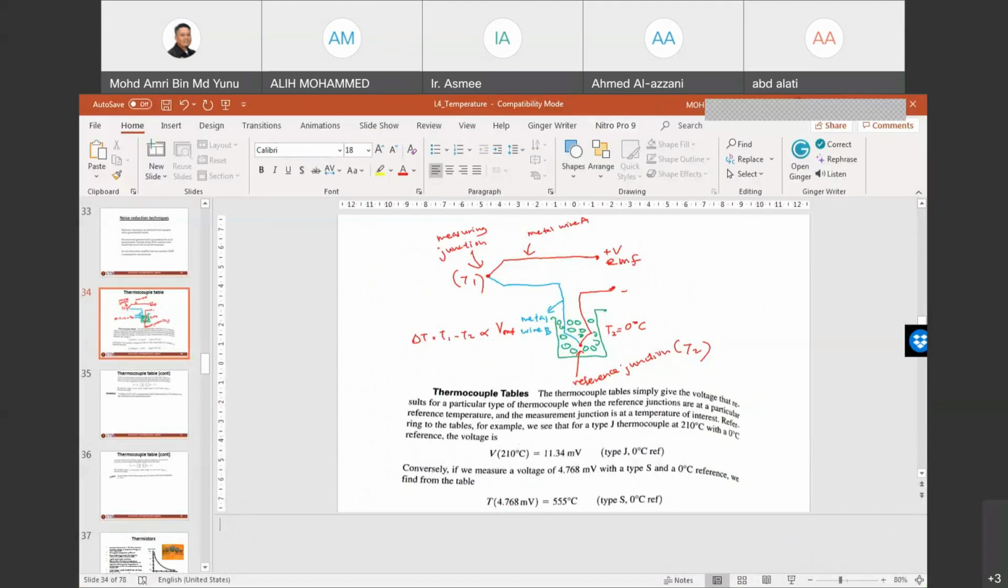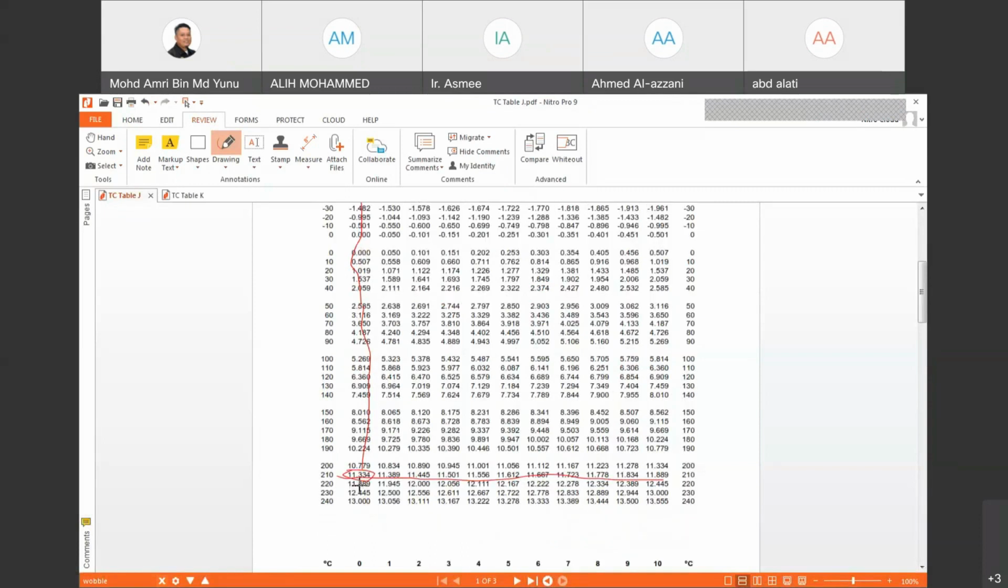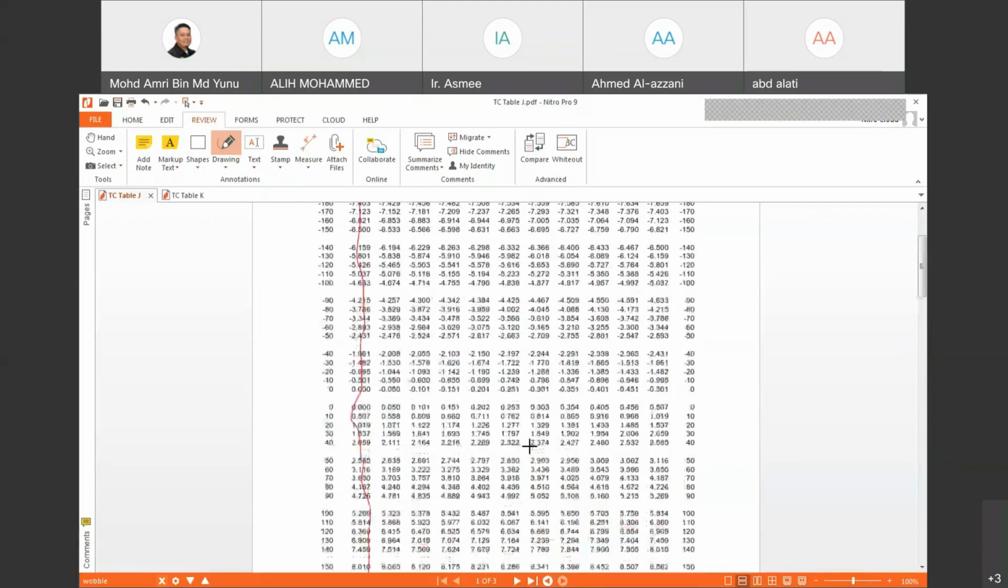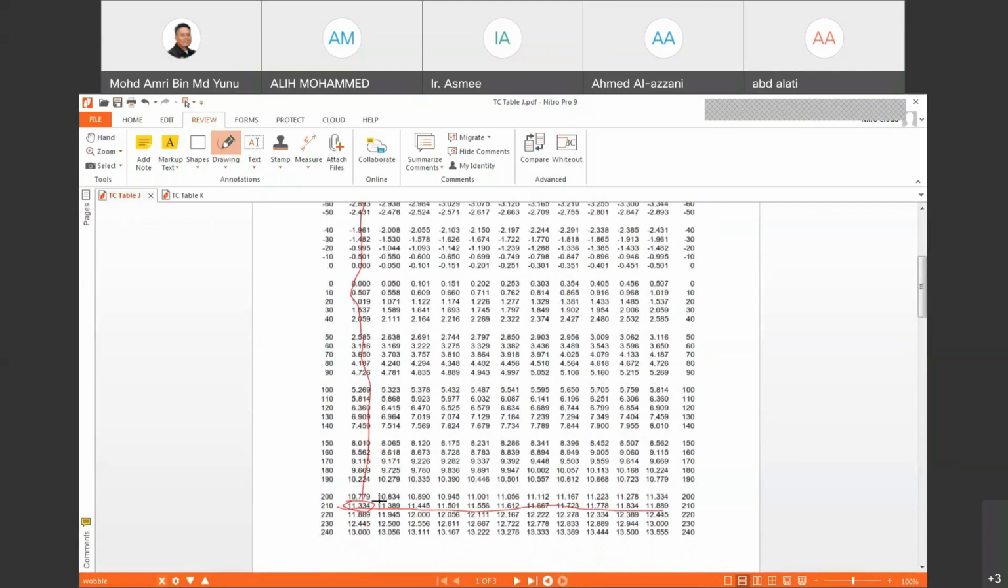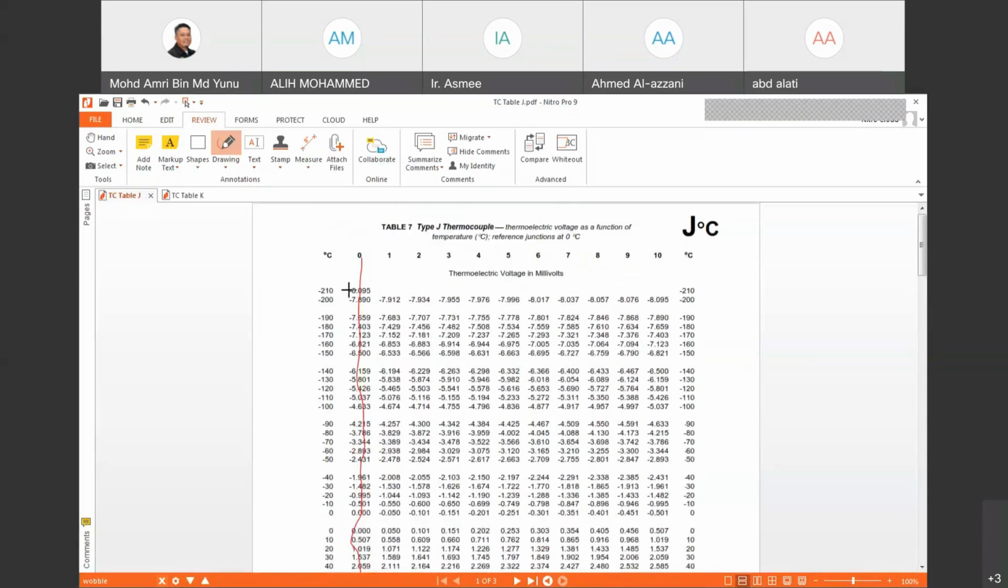210, type J. So this is the V value. According to this table, the value is 11.334. So this is to two decimal places, 11.34 millivolt. So this table helps us to immediately find the value of the output based on the temperature difference value.